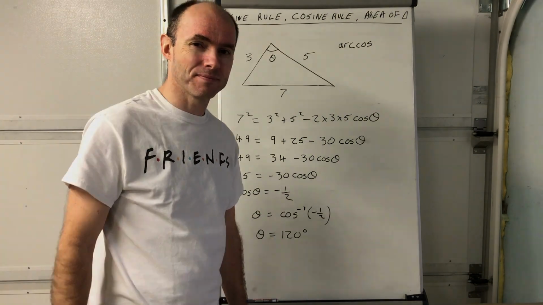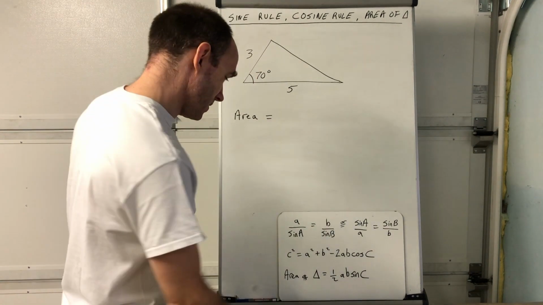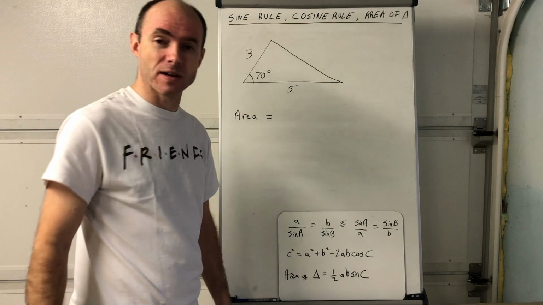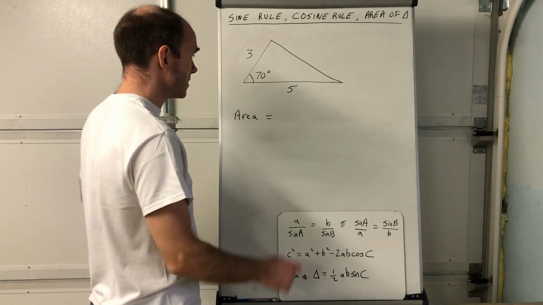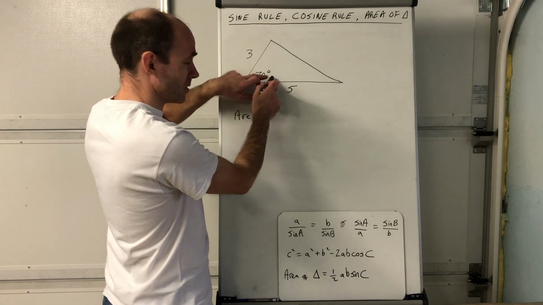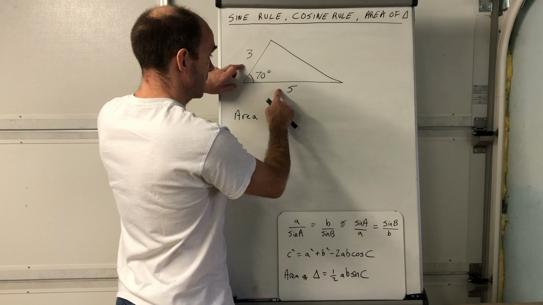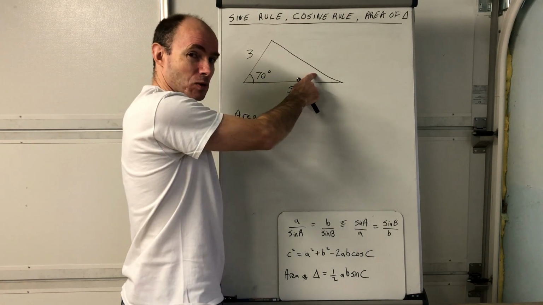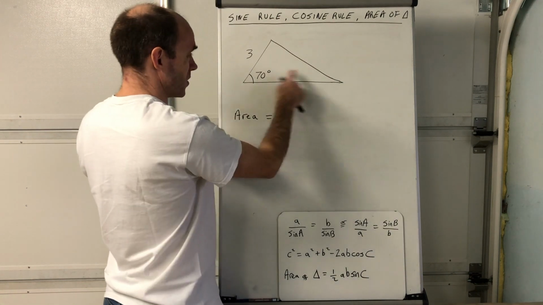Here is an example on how to find the area of a triangle using the area is half ab sine C formula. It's very, very simple. What you need to have is two lengths and the angle between the two lengths. In this question, if you had those two lengths and that angle there, you wouldn't be able to do it initially. You'd have to have either those two lengths and that angle, or you'd have to work out that angle somehow.